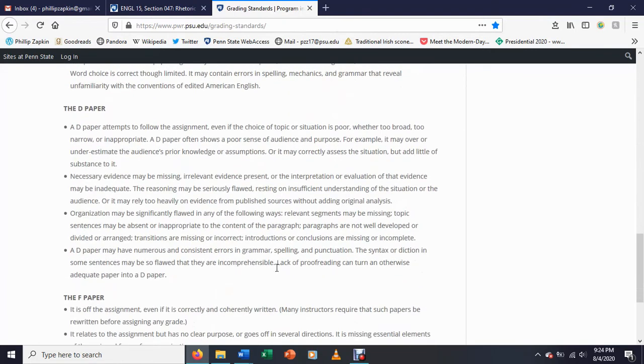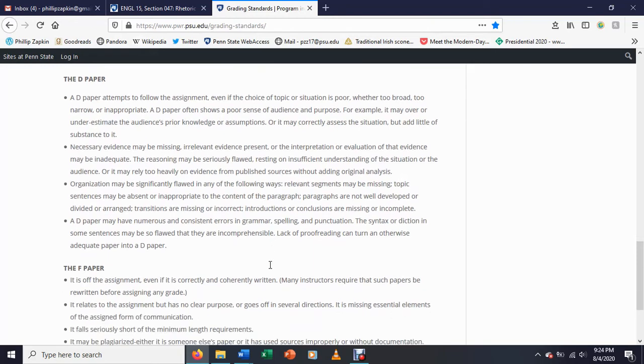Now the D paper is essentially, you've given it the old college try, but it just hasn't worked out for one reason or another. So a D signals that the paper makes a good faith attempt, but is unsuccessful at meeting the basic requirements of the assignment.